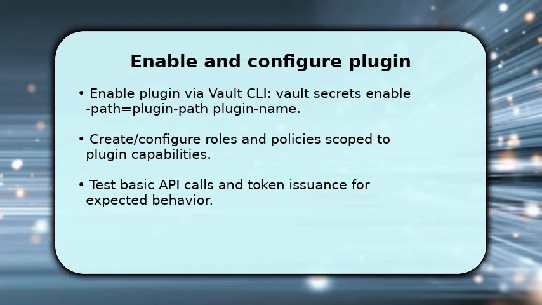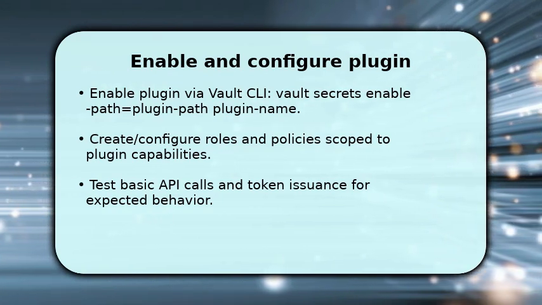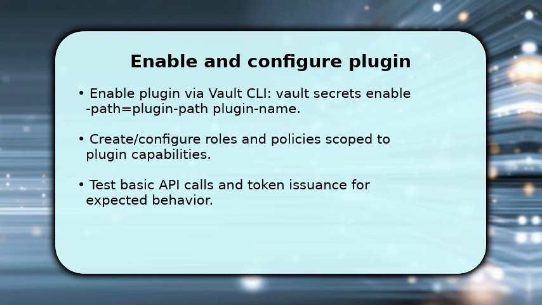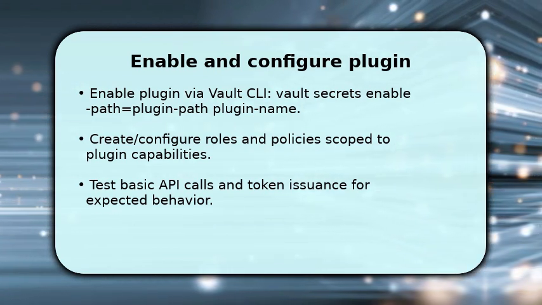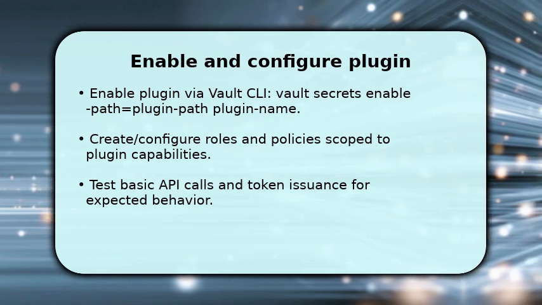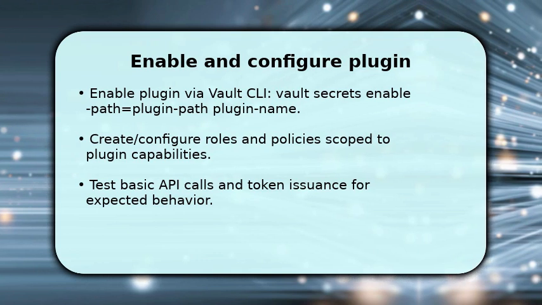You now enable and configure the plugin inside Vault. Use the Vault CLI to enable the plugin at a chosen path, then attach least privilege policies and roles so components only access needed secrets. Configure plugin-specific options, such as connection strings, TTL, or backends, to match your security posture.